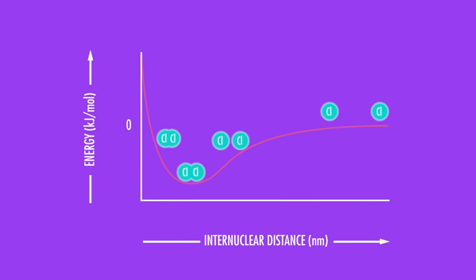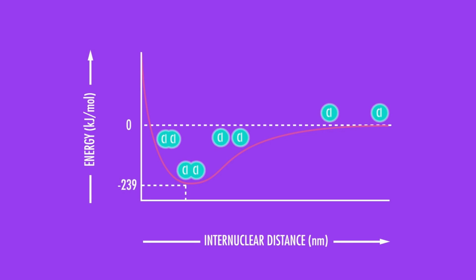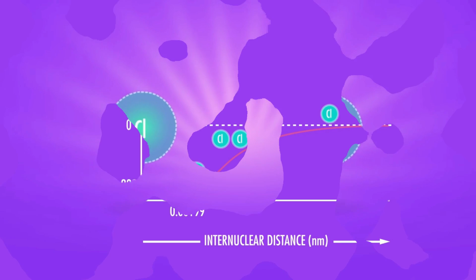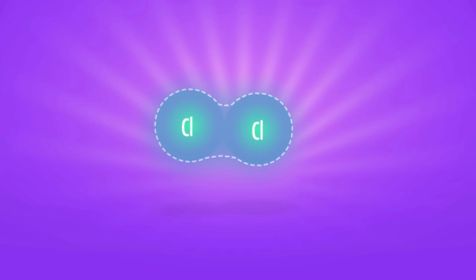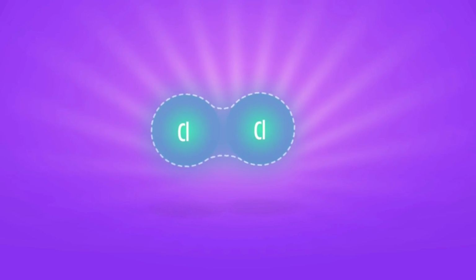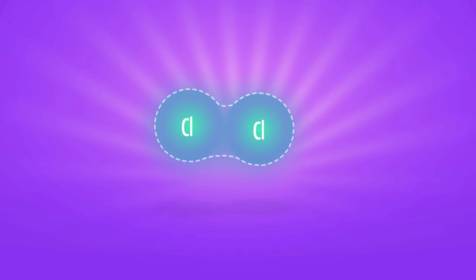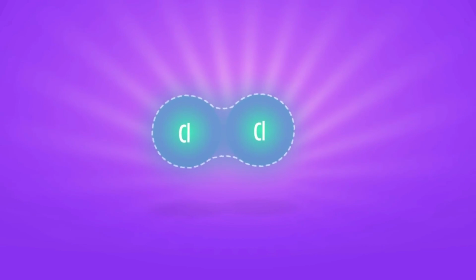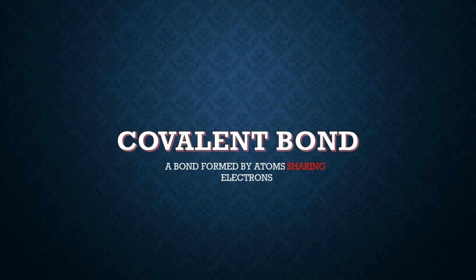As we know, the minimum energy for a Cl2 gas is negative 239 kilojoules per mole when the distance between the nuclei is 0.00199 nanometer. This distance is called the bond length of Cl2, chlorine gas. Now, because the electrons are attracted to both nuclei in the molecule, they actually spend the majority of their time in the space between them. This is often described as sharing electrons. And we call this kind of bond a covalent bond.